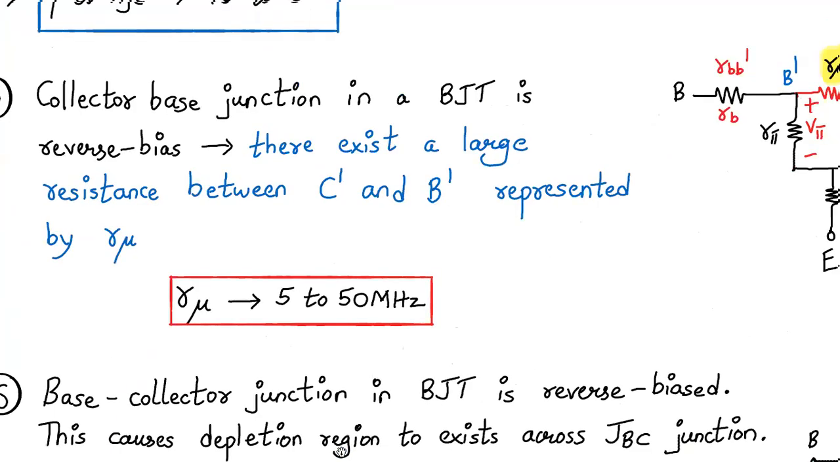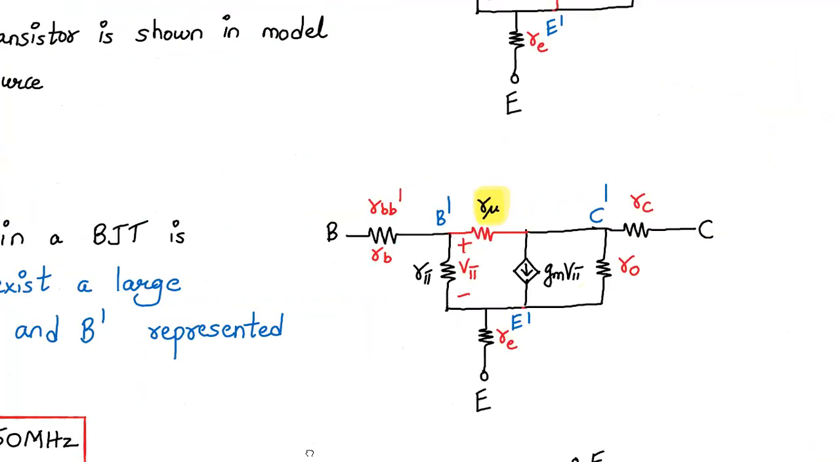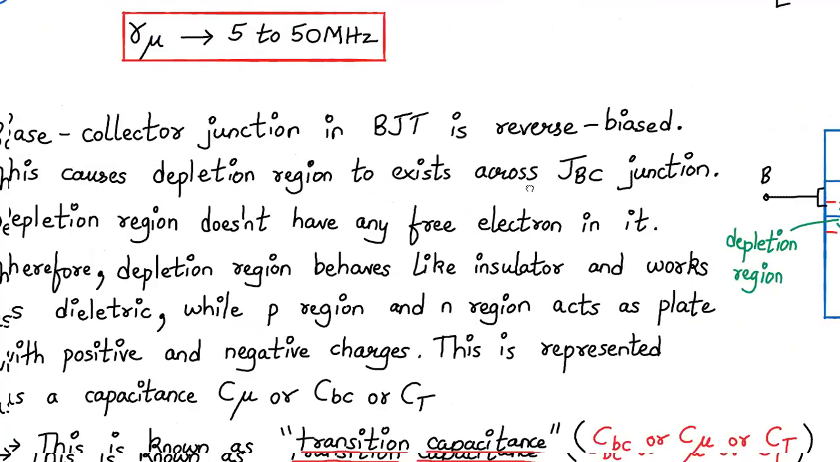Our r mu value is 5 to 50 mega ohms. It is a very large value because it's a reverse bias base collector junction. So r mu is connected between base B dash and C dash, right? Now let's move on to the next point.